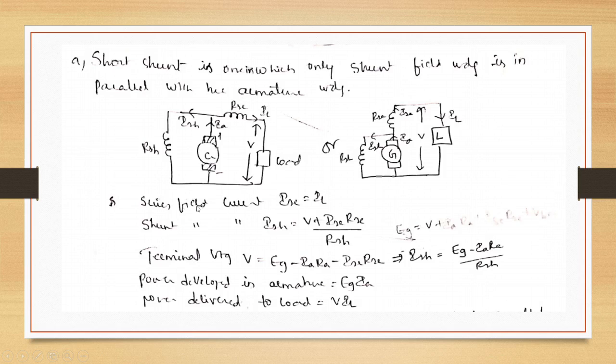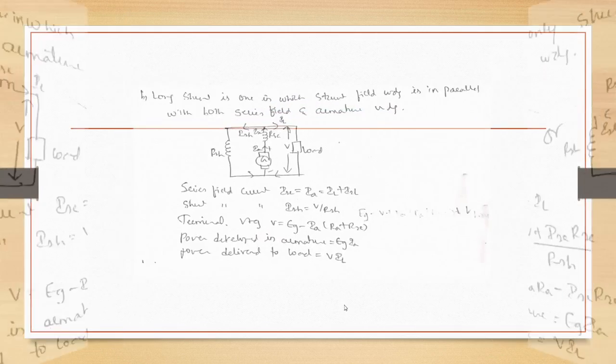See, series field current Isc is equal to IL. This Isc is equal to IL, and shunt field current Ish is (V plus Isc Rsc) by Rsh, and terminal voltage will be V is equal to Eg minus Ia Ra minus Isc Rsc, and power developed in armature is Eg Ia, and power given to the load is V IL.